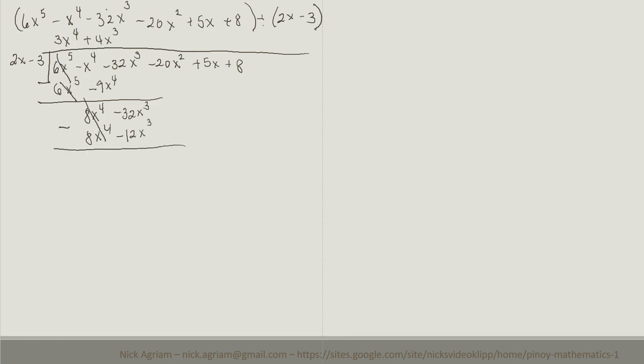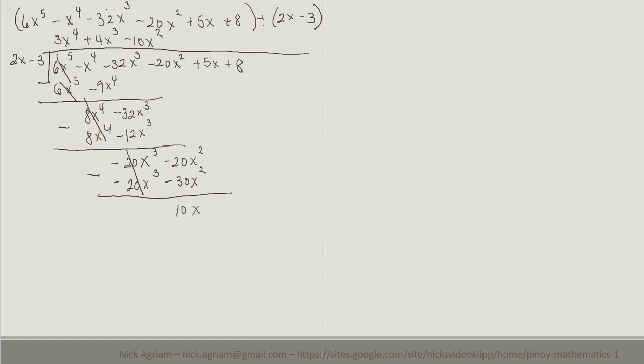Subtract, so this is 0. We have negative, negative, positive, so we have negative 20x raised to 3, minus 20x squared. We will divide once again, so we have negative 10x squared. So we have negative 20x raised to 3 minus 30x squared. Subtract, that's 0.